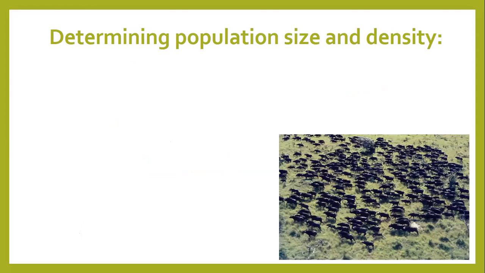Determining population size and density. You can see at the bottom right-hand side of the screen, that's a pack of water buffalo. So how do we start to learn about those water buffalo? How do we start to count them, determine the number of buffalo per mile, those sorts of things?